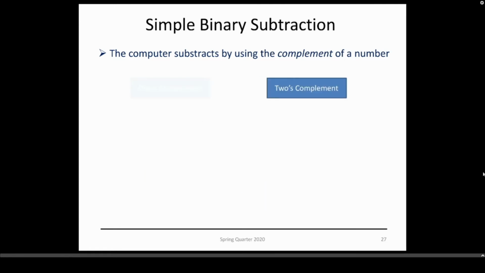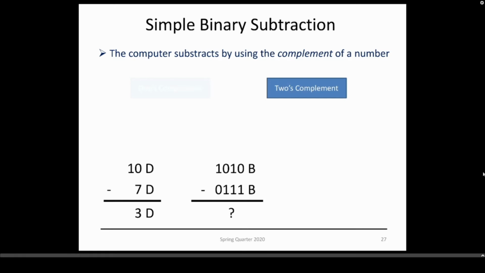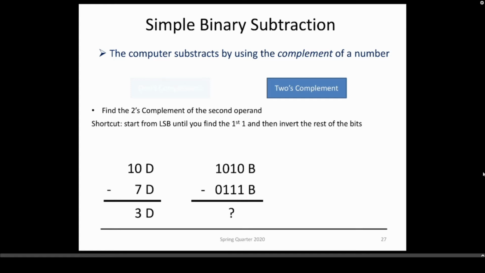Let's go over 2's complement. The same values, 10 minus 7. I represent the binary numbers. And now I'm going to represent the 2's complement of my negative number, which is the 7. There are different ways of doing this. You either apply the first complement and add 1, or you can apply the shortcut where you go from the least significant bit until you find a 1 and invert the rest of the bits. And you get this value.